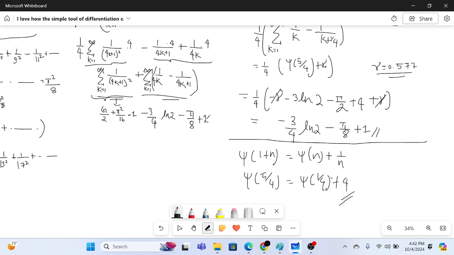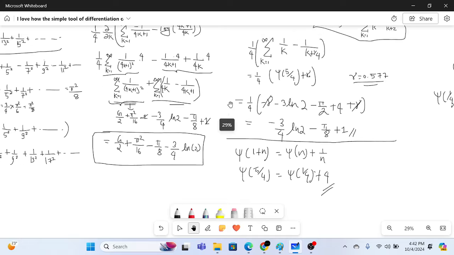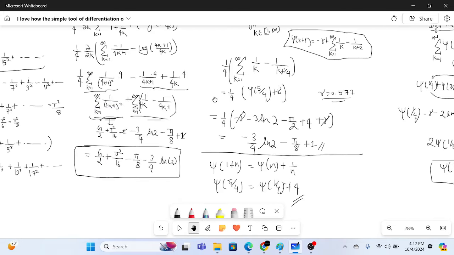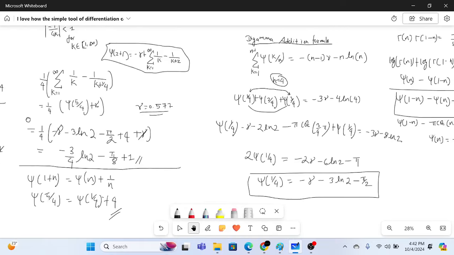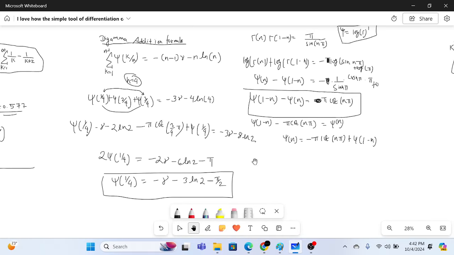Yeah. 1 cancels out and then we get the sum: gamma by 2 plus pi squared by 6 minus pi by 8 minus 3 by 4 ln 2, which is the required sum. And hence we answered the question. We found the value gamma by 2 plus pi squared by 6 minus pi by 8 minus 3 by 4 ln 2. Yes, that's the answer.